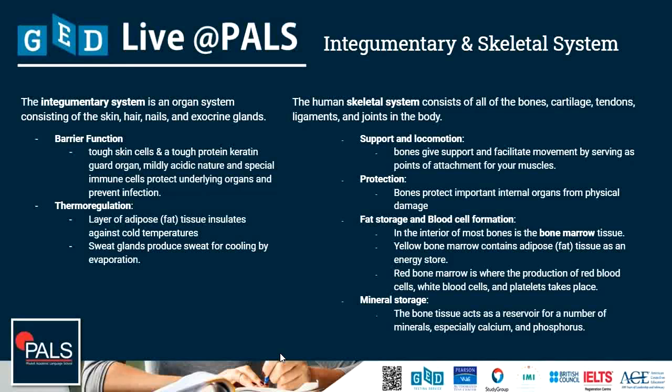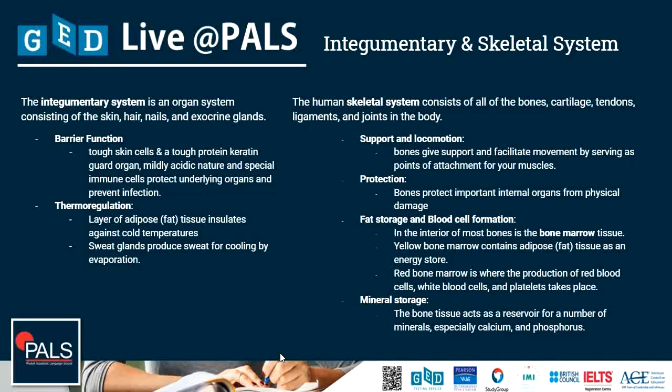Something else that the skin is very important for is thermoregulation. We will get back to that in homeostasis later. Thermoregulation is the maintenance of a constant body temperature, and it does that by having layers of adipose tissue, fat tissue, that insulates us against cooler temperature, which prevents too much heat loss. Plus, if our body should get too hot, we have a lot of sweat glands that produce sweat for cooling by evaporation.